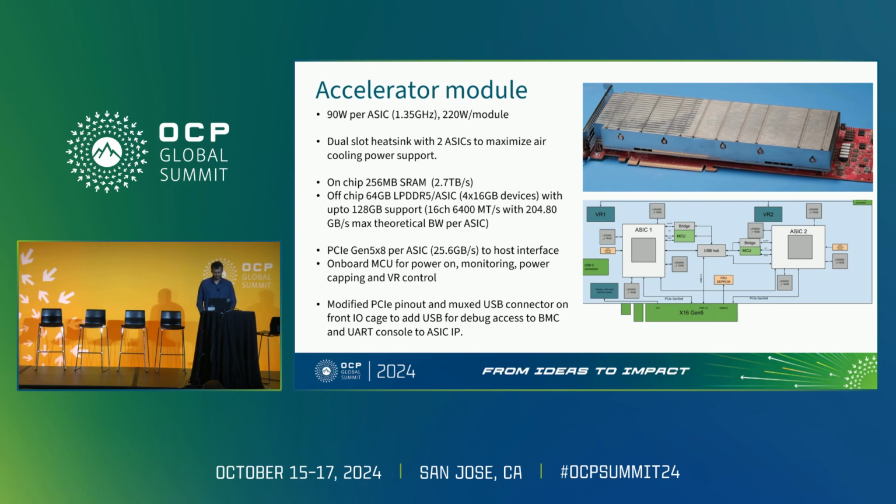Within the ASIC, we have quite a bit of SRAM to support high bandwidth memory. Each ASIC has about 256 MB of SRAM, and we have 4 60 GB LPDDR5 devices connected to each ASIC. The module also has a controller that can sense different temperature and power sensors all over the module, and also run operations like power capping so that we can keep the module under the thermal and rack power budget.